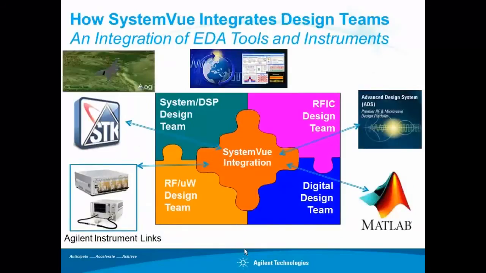By integrating the capabilities of best-in-class software tools such as Agilent SystemVue with various software tools such as STK, MATLAB, and ADS, along with test equipment, design teams with very different tasks can work together to validate the complete design at every stage of a system's development process.